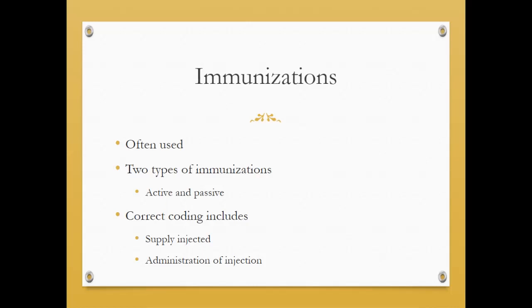Passive immunization does not cause an immune response. What happens instead? Injected material, i.e. the immunoglobulins, contains a high level of antibody against a disease. Correct coding includes supply injected and administration of the injection.